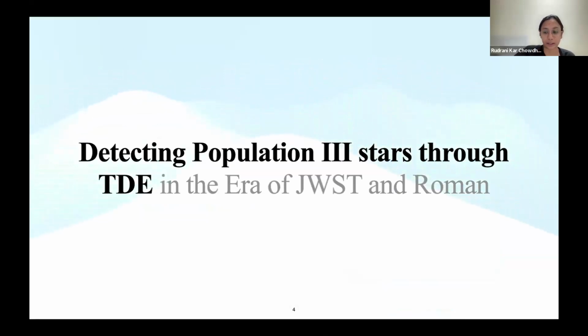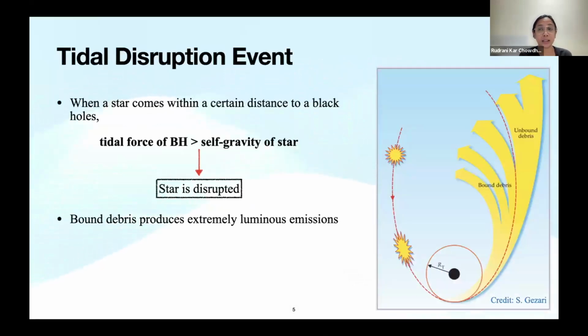And in this work, we have proposed a very unique method of detecting these POP3 stars by probing their tidal disruption events. Tidal disruption events are a very unique transient occurring when a star gets disrupted by the huge tidal force of massive black holes. And this produces a very luminous emission. In our work, we have tried to model this TDE emission of the POP3 stars in very distant galaxies and also their observed fluxes and their detectability with JWST and Roman.